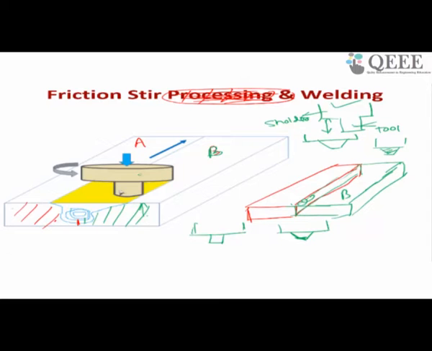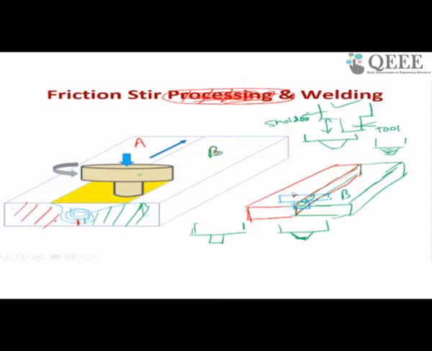Then bring the tool and place it at this interface. Suppose you want to start from here. So keep your tool here. Bring it here and place your tool here. Before bringing it, what you have to do? You have to keep the two plates stationary. Before bringing down the tool, rotate the tool.